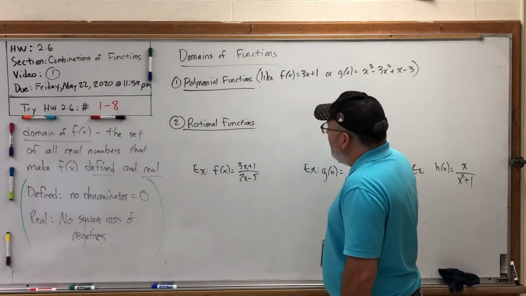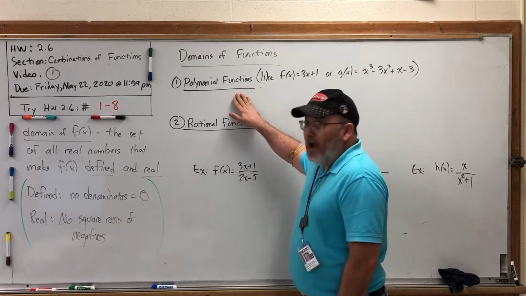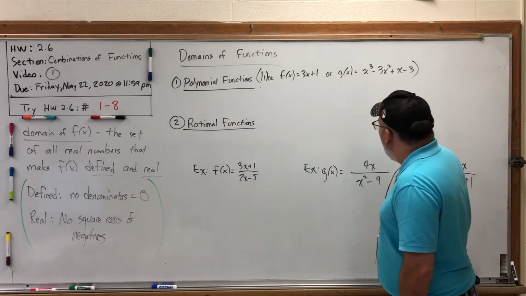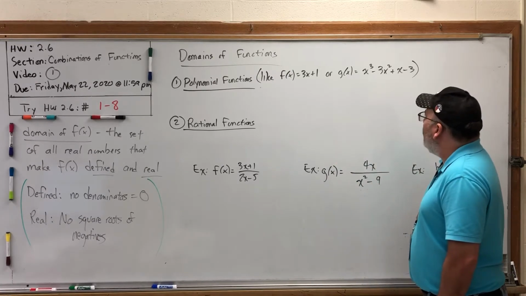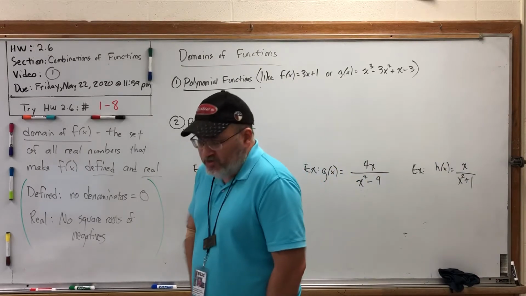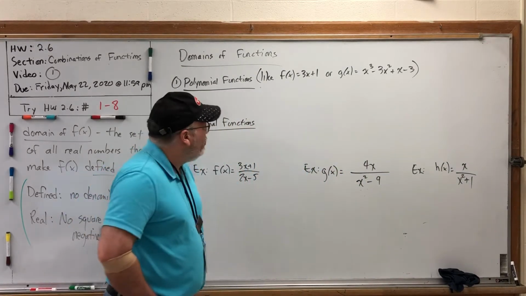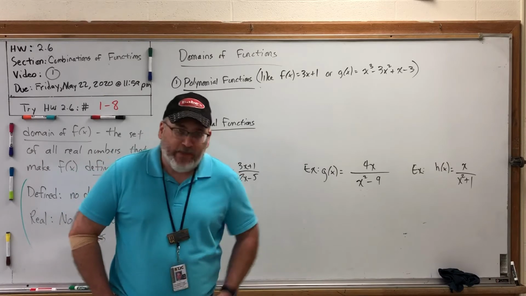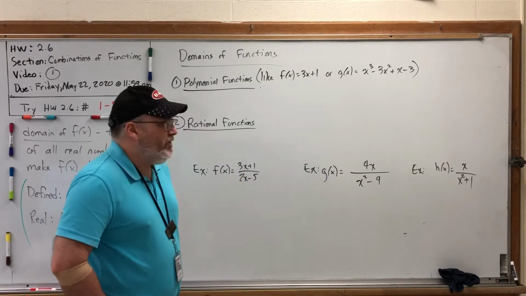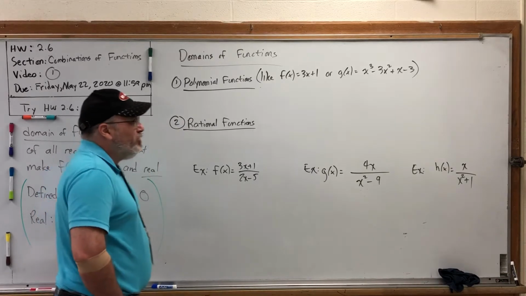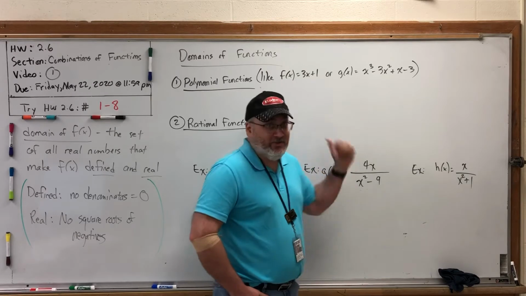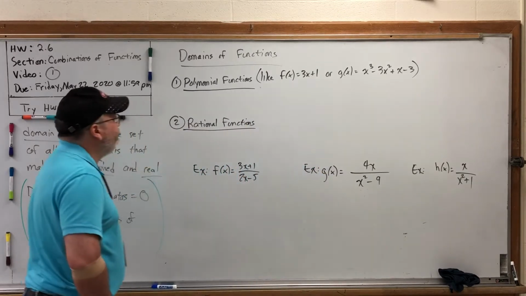The first type of domain issue is just regular polynomial functions, like f of x equals 3x plus 1, or g of x equals x to the 3rd power minus 3x squared plus x minus 3. There's a more rigorous definition of polynomial functions when we get into chapter 3, that'll be after test 2. I'll give you that more strict definition then, but intuitively, it's just the sum and difference of whole number powers of x's, or whatever the variable is.